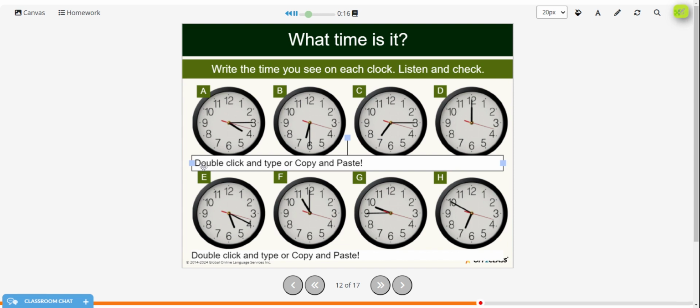A 4:15, 6:30. So A is 4:15. You could also say 4:15. B is 6:30, or you could also say 6:30. Would be another way to say that. A 7:15. 7:15. Or also 7:15.